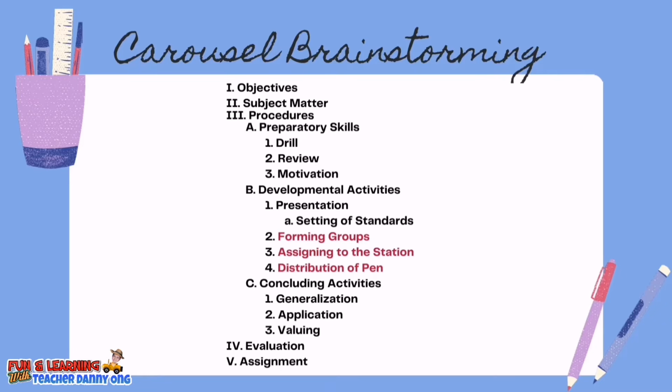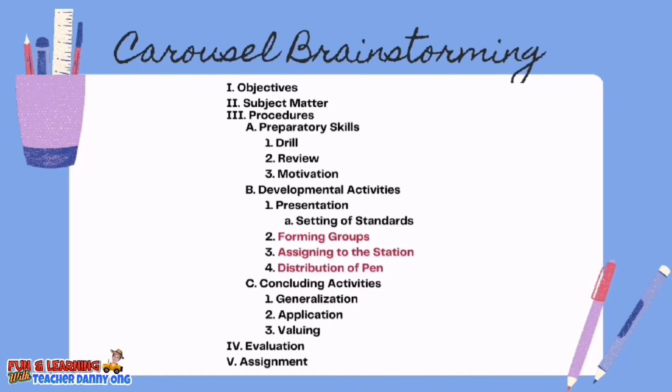Now, in the teacher's lesson plan, here's how carousel brainstorming is planned. Now, let's say that the teacher is using the universal learning plan with objectives, subject matter, procedures, and then under procedure, we have the preparatory skill. Now, all of the details regarding the carousel brainstorming are placed after the presentation of lesson and setting of standards.